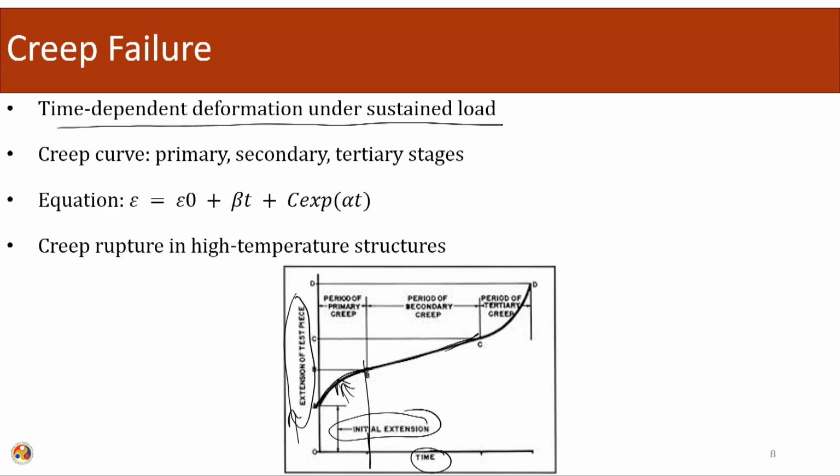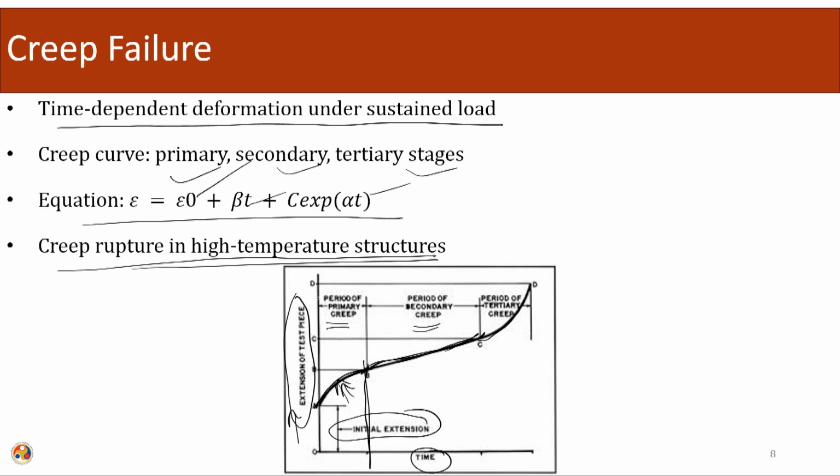For the initial time phase, we call this deformation the primary creep. The intermediate time span we call the secondary creep, and after that there is a period of tertiary creep. So, we are defining creep in terms of 3 stages. These are the equations for the 3 stages: primary creep, secondary creep and tertiary creep. And there is creep rupture in high temperature structures. If the structure is subjected to high temperature, there is a phenomenon of creep rupture occurring. So, this is how creep failure is defined.